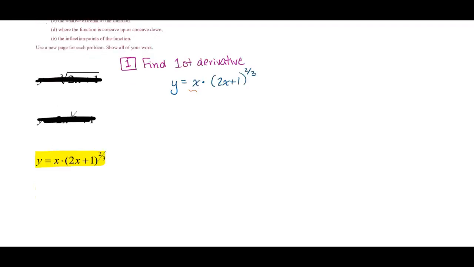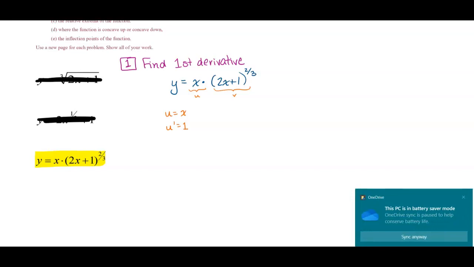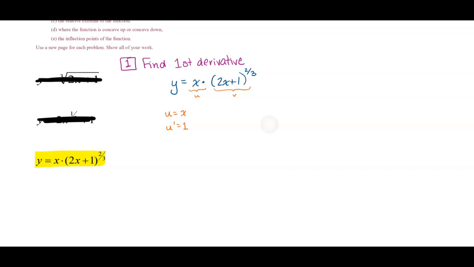All right, here's my u. Here's my v. I'm going to find each of those separately. So u is just x, means u prime is going to be just 1. V is not so simple. So v is going to be 2x plus 1 to the 2/3, and I'm going to leave this as a fraction exponent. I'm not going to change it into like a cube root and a quantity squared. That would be more trouble than it's worth.